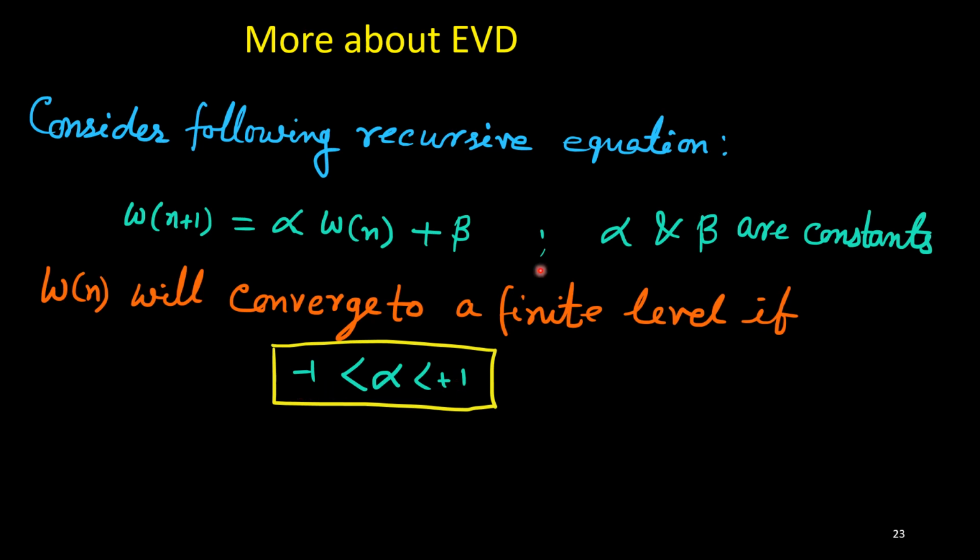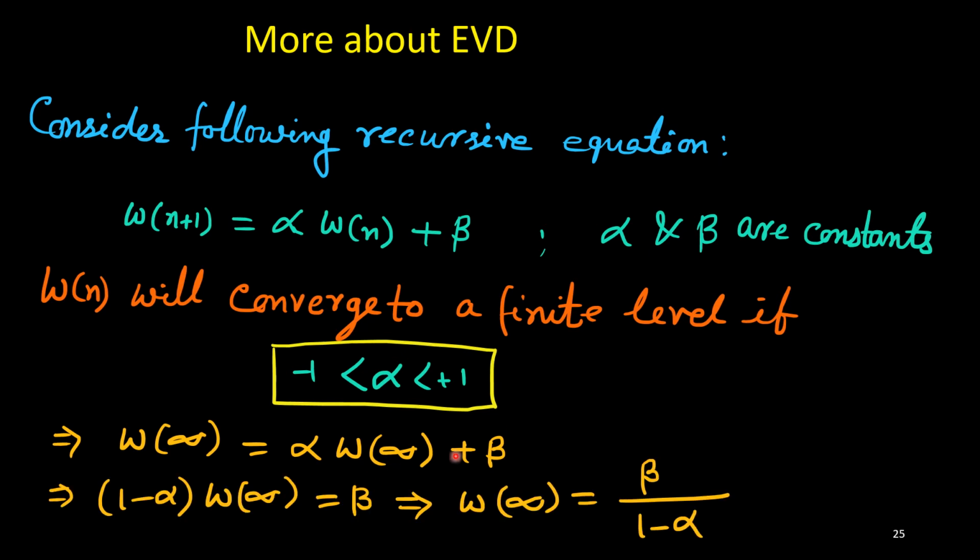It does not depend on beta, but depending on beta, it will attain certain finite level, and that value we can also calculate in this way. Suppose its finite level is W of infinity. So I can put this as W infinity, and this is also W infinity. Both are same at infinity level. Then we can combine these two together: 1 minus alpha times W of infinity equals beta. Then W of infinity will be beta upon 1 minus alpha. Same value we will get.